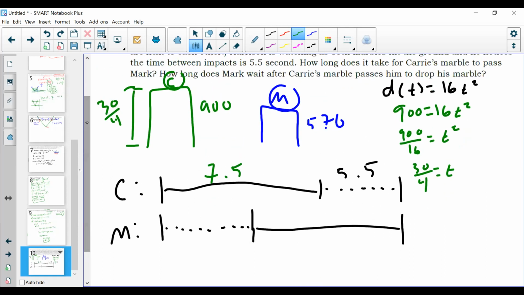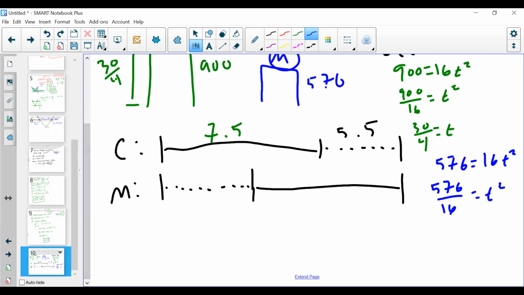After that, I can also figure out how long it takes Mark's marble to hit the floor after he drops it. So for his, it's a height of 576, and that's going to equal 16 times t squared. We'll do the same thing, divide by 16. 576 divided by 16 equals t squared. Take the square root of both, and I think the square root of 576 is 24. I'm going to double check that though. Yep, it's 24. So 24 over 4.